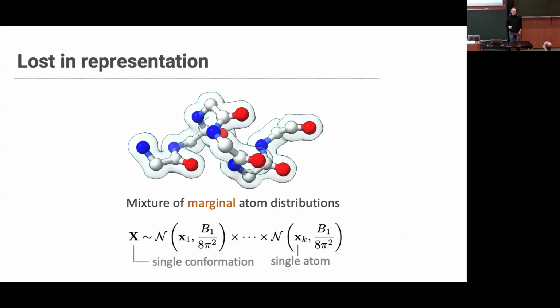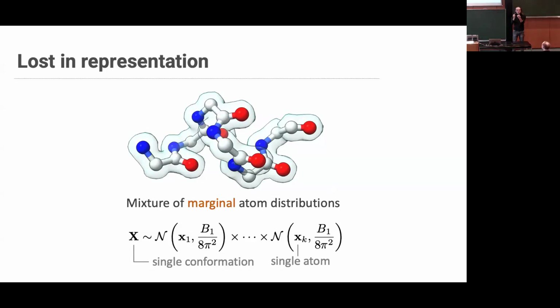But basically, we lose a lot in such a representation. If you go to the Protein Data Bank, the PDB, and open any structure, you will see this representation. Actually, the sticks are not even shown because they are inferred. Essentially, we see a mixture of marginal distributions of the atoms. All the information about the joint distribution is lost. And the joint distribution is non-trivial.